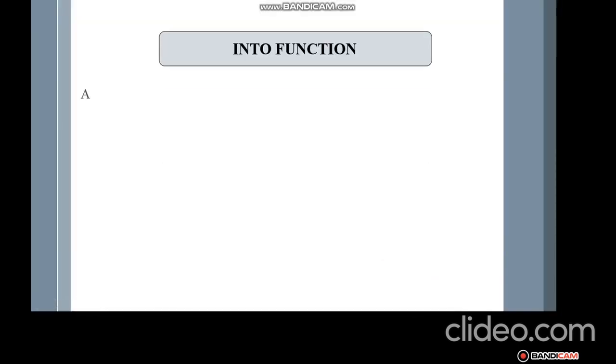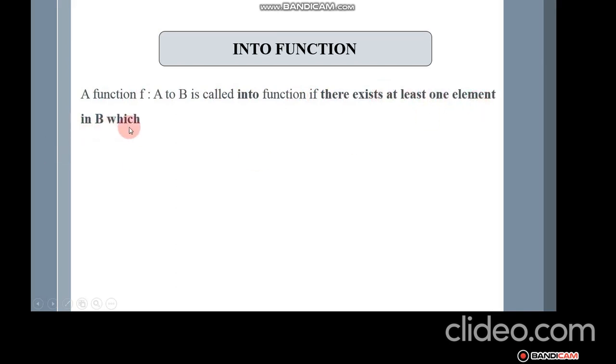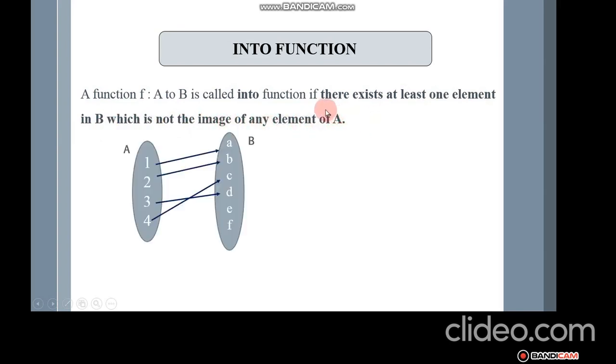Next one is the into function. A function f from A to B is called an into function if there exists at least one element in B which is not the image of any element of A. Here in the example, C, E and F don't have a pre-image, so it is said to be an into function. That is, at least one element in B doesn't have a pre-image in A.